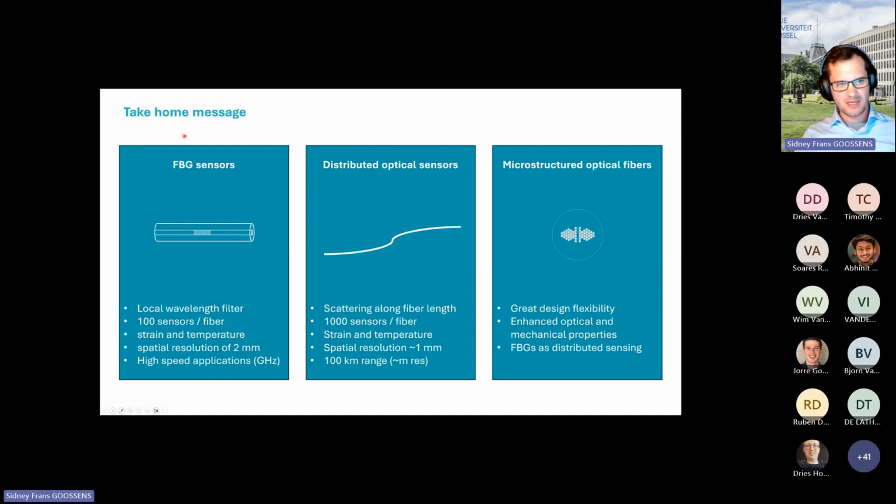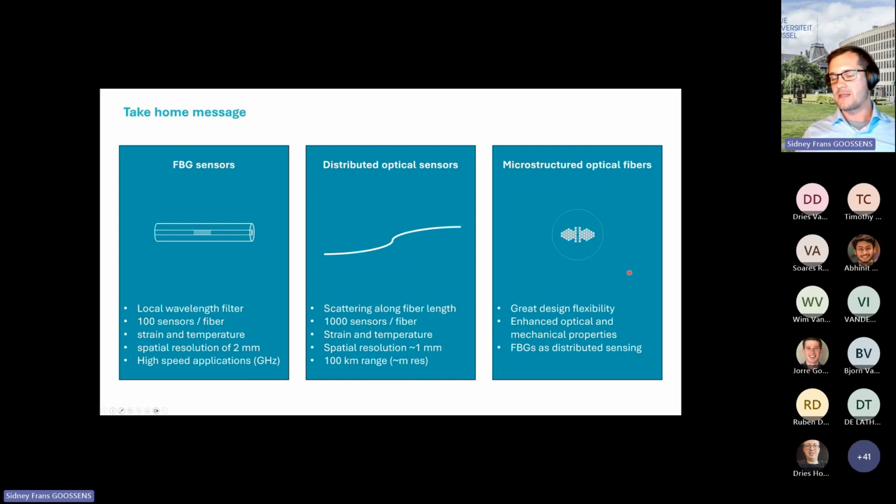So for the point sensors, we discussed the FBG sensors, which are a local wavelength filter. You can have up to 100 sensors per fiber, measure strain and temperature with a spatial resolution as small as 2 millimeters, and you can achieve very high measurement speeds, up to gigahertz. With the distributed optical fiber sensors, we will use the whole length of the optical fiber, and you can have up to thousands of sensors per fiber. Again, measure strain and temperature with a spatial resolution in the millimeter range, and you can go up to hundreds of kilometers, but then your resolution will also be decreased.